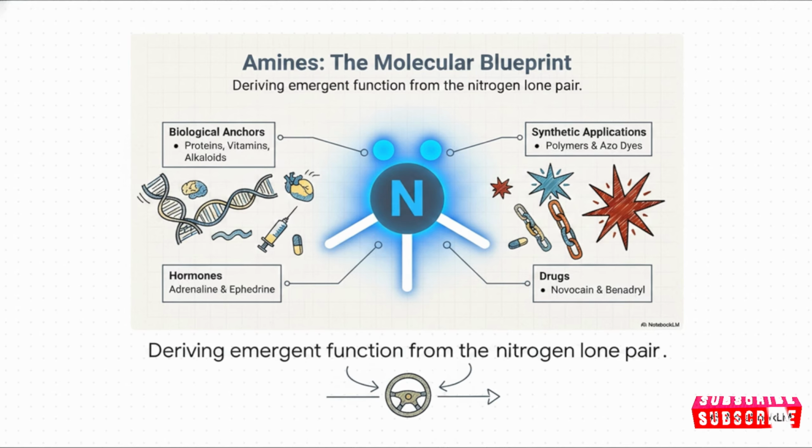Before we get into the heavy science, let's remember why we actually care about this stuff. From life-saving drugs like Novocaine to the literal adrenaline pumping through your veins right now, everything an amine does is dictated by one tiny thing: the nitrogen atom's lone pair of electrons. Think of that lone pair kind of like the steering wheel of a sports car. It's just one small component, right? But it entirely dictates the direction and the reactivity of the whole molecule, whether that's inside our biology or in massive industrial applications like making azo dyes.